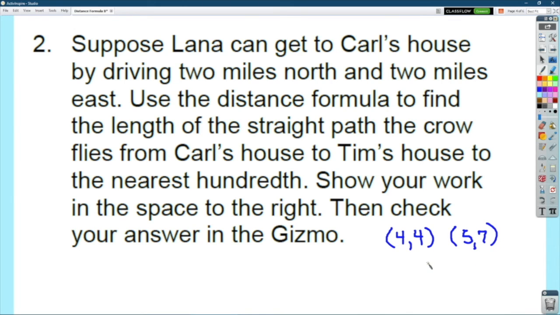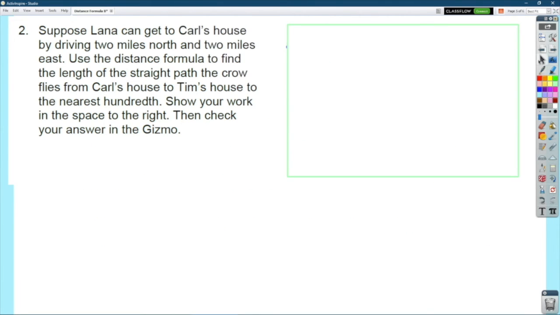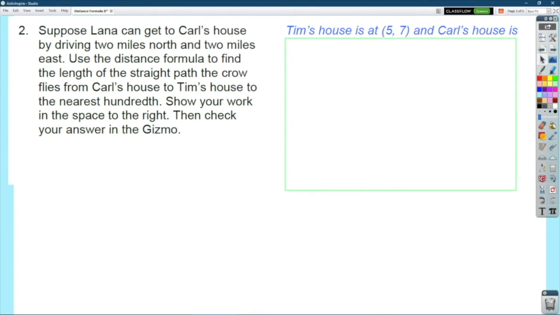So go ahead and pause the video and you figure it out. I would recommend you do it both ways with the Pythagorean theorem and the distance formula, just so you can check your answer. So pause the video now. Okay, so here we are. So let's see. This is Tim's house at 5, 7, and Carl's house is at 4, 4.